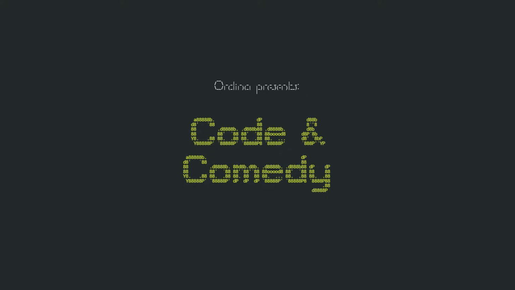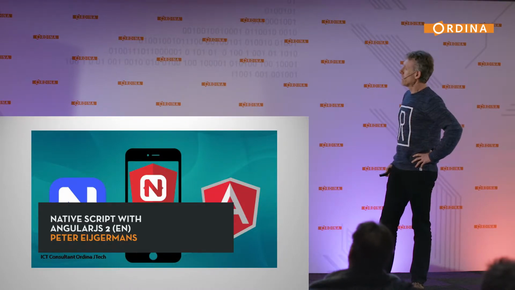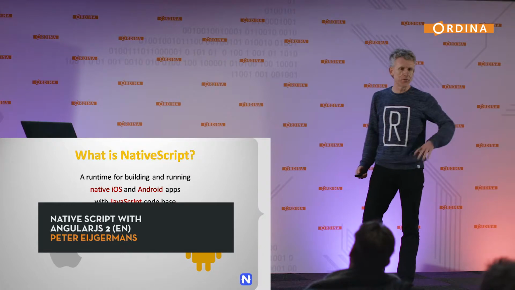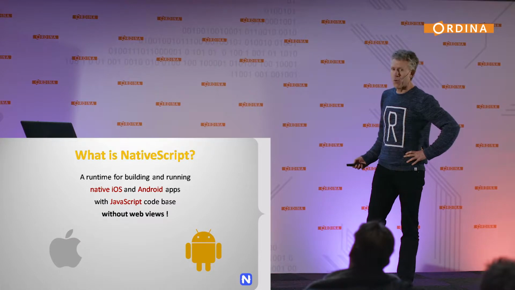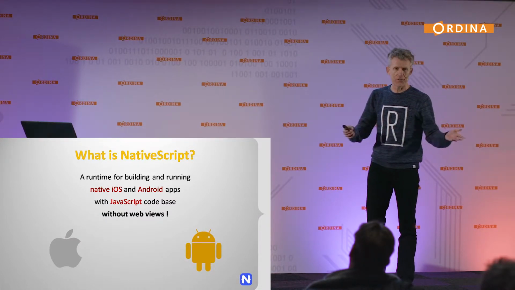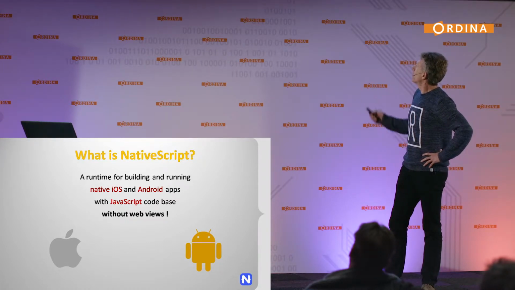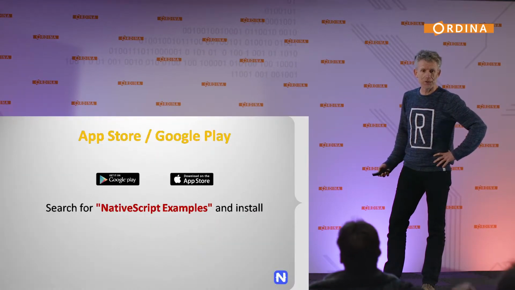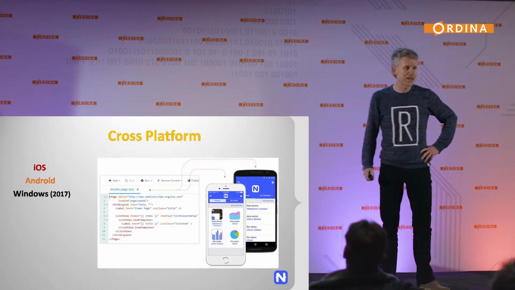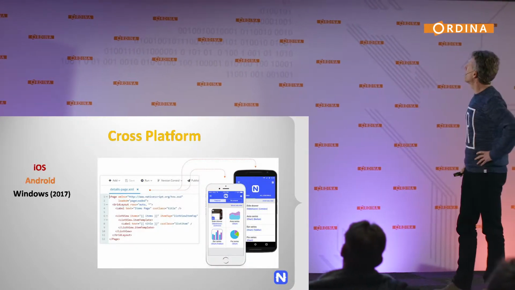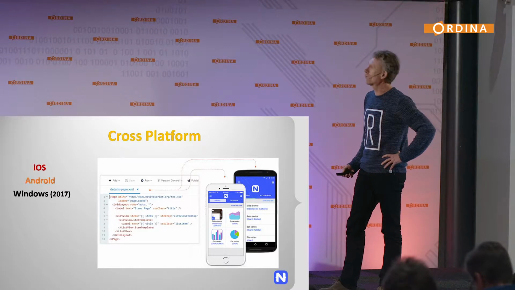What is NativeScript? NativeScript is a runtime environment for building apps in JavaScript, and we don't use any web views like Ionic or Cordova. It is one code base, JavaScript, for iOS and Android. You can download this simple NativeScript example from the App Store or Google Store. It's cross-platform. You can code it in JavaScript, and it runs on iOS, Android, and in the future also on Windows.